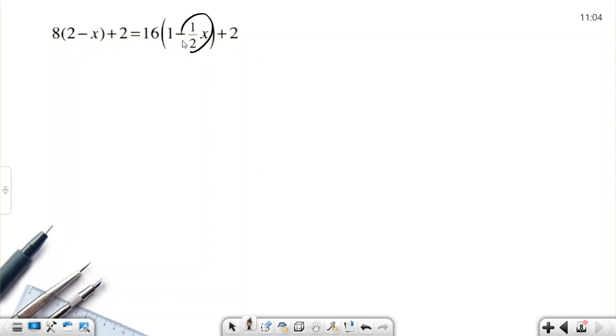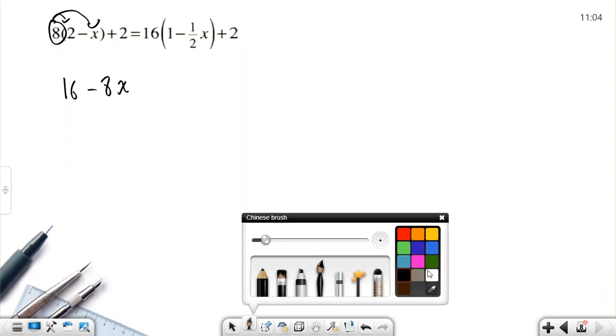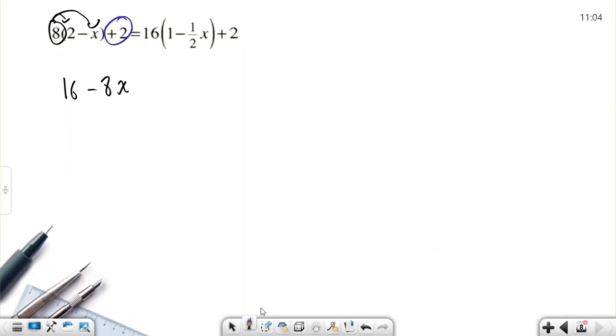Okay, both sides have a variable, as you see here and here we have x, so I need to use the distributive property to cancel these parentheses. 8 times 2 is 16, minus 8x. So don't forget, I multiply everything inside the parentheses, but this plus 2 is outside of the parentheses. I will directly write it plus 2. It's equal to 16 times 1, 16. 16 times negative 1 over 2, minus 8x. But this positive 2 is outside of the parentheses, so I will directly write it.